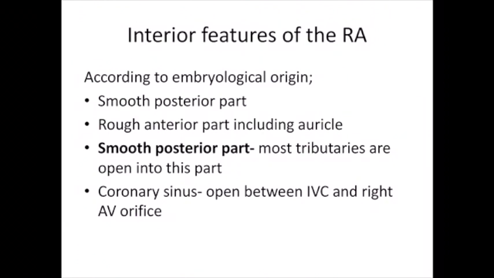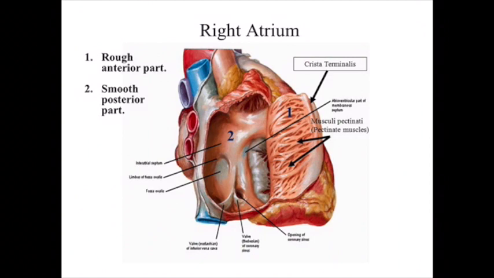The smooth posterior part, most tributaries open into this part, and the coronary sinus opens in between inferior vena cava and right atrioventricular orifice. This is the structure of the heart. The crista terminalis, which is the internal muscular ridge of sulcus terminalis, extends from superior vena cava to inferior vena cava. And the right atrium has rough anterior part and smooth posterior part. Most of the tributaries open into that smooth posterior part of the right atrium.